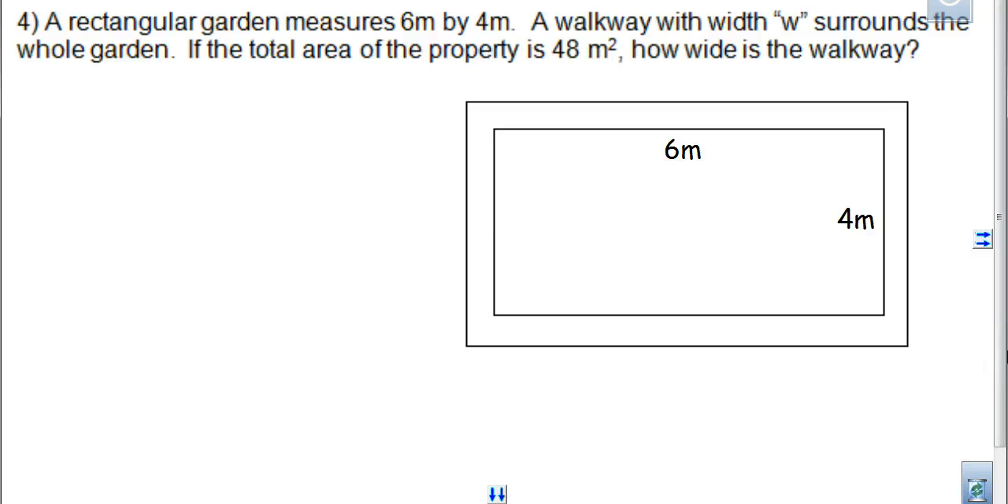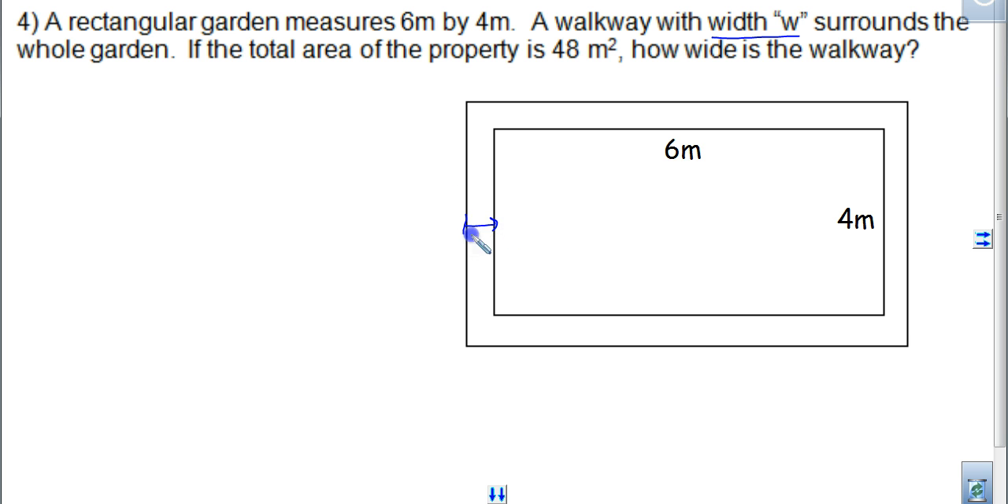This question here will be solved using factoring, but I want to go over now just how we can set up our equation. This is a word problem, so an application type problem. We'll finish off the solution in class, but I want to set up the equation right now. So a rectangular garden measures 6 meters by 4 meters. So this is the inside rectangle that I have, measures 6 meters by 4 meters. And there's also a walkway around it. So think of a sidewalk all the way around with a width of w surrounds the whole garden.